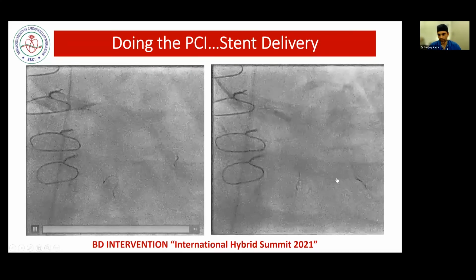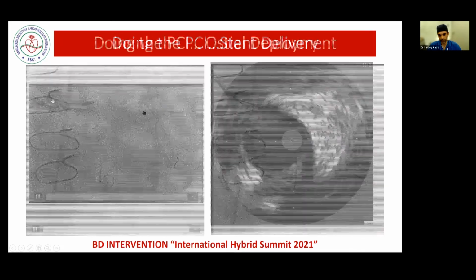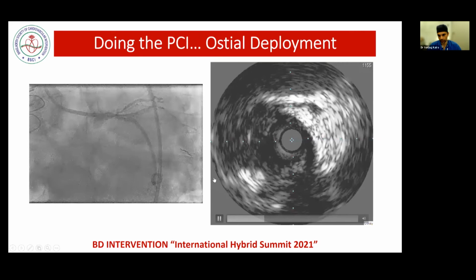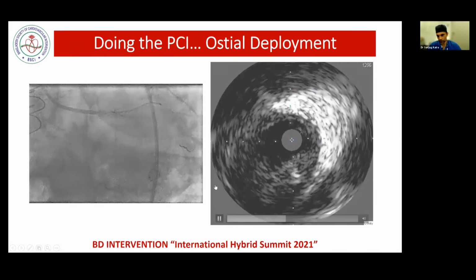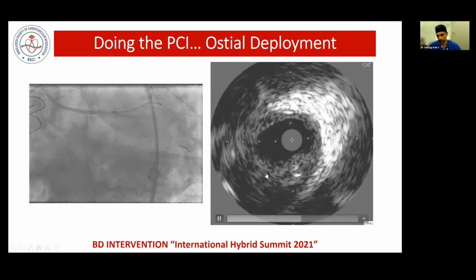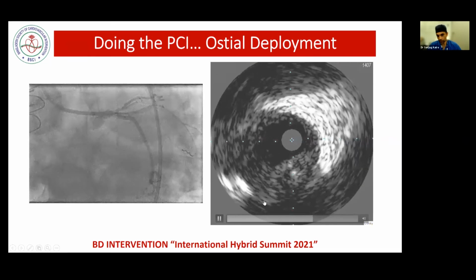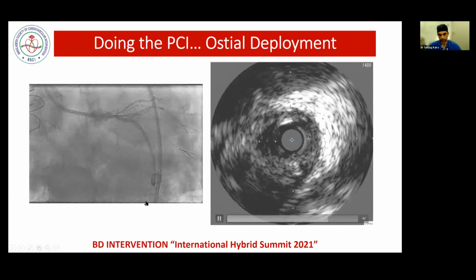This was direct access IVUS guided stenting. So we put an IVUS into this branch. We put the stent into the branch that we needed to stent. We pulled the stent back until we saw it on the IVUS, which was what allowed us to use minimal contrast. This is the end of the stent that you can see on the IVUS. We then deployed it without using contrast.